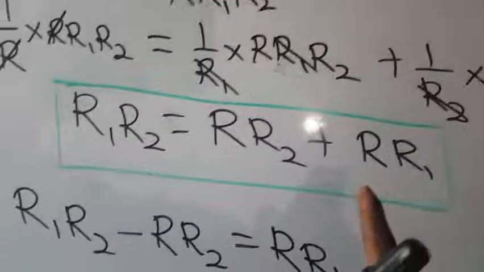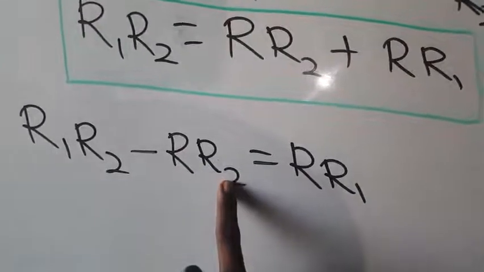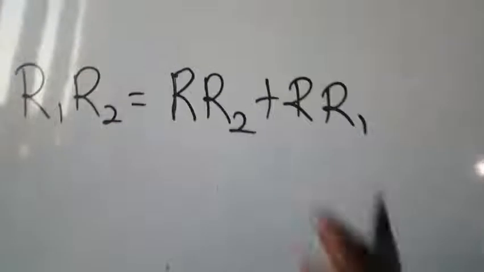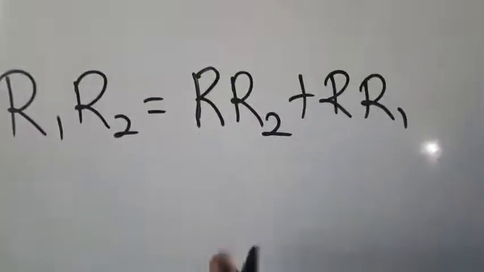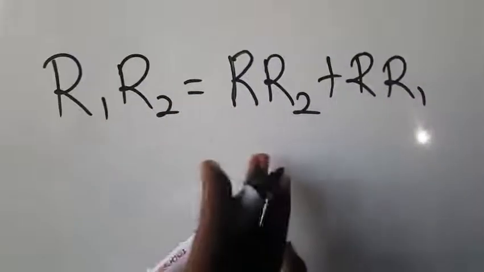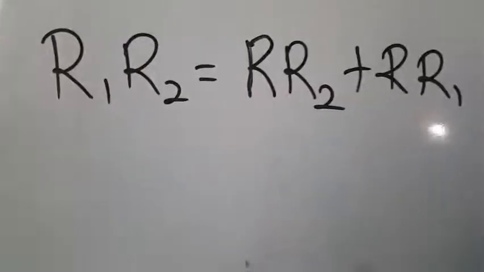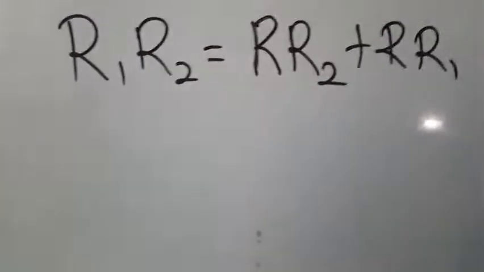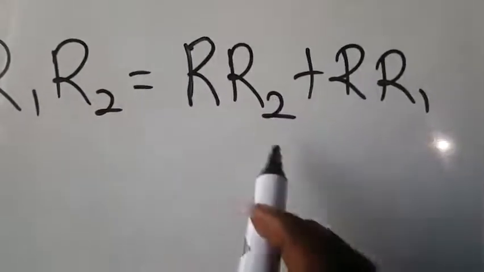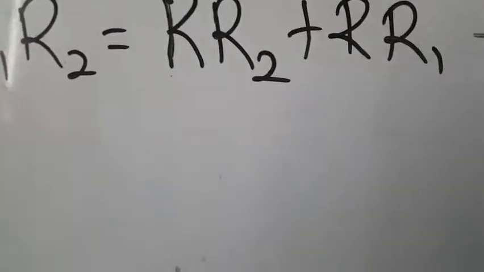So let's look at the explanation for this negative r2. From this step we can explain that from here. We want to move the r2 to the left hand side so that we can have all the r2 on the same side. So to do so, we can subtract both sides by r2. That is, we subtract here r2.